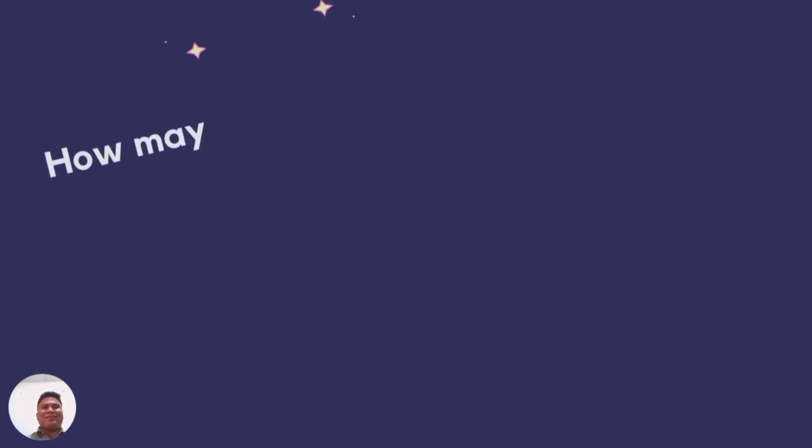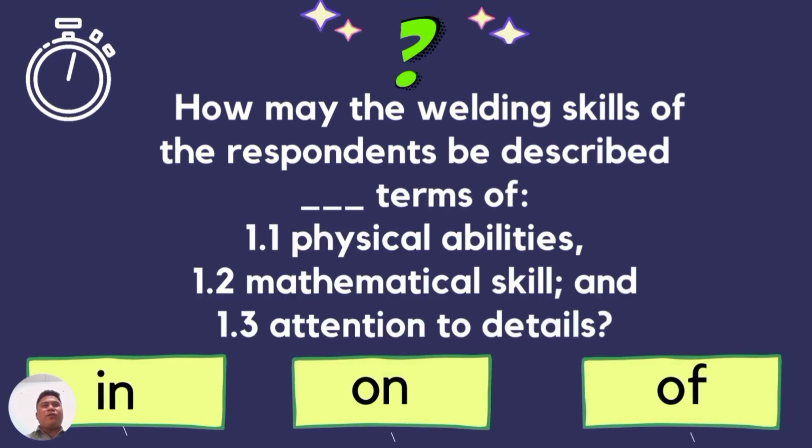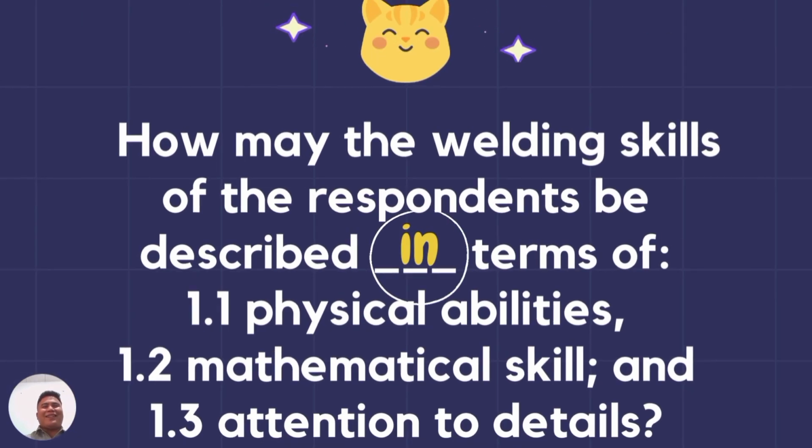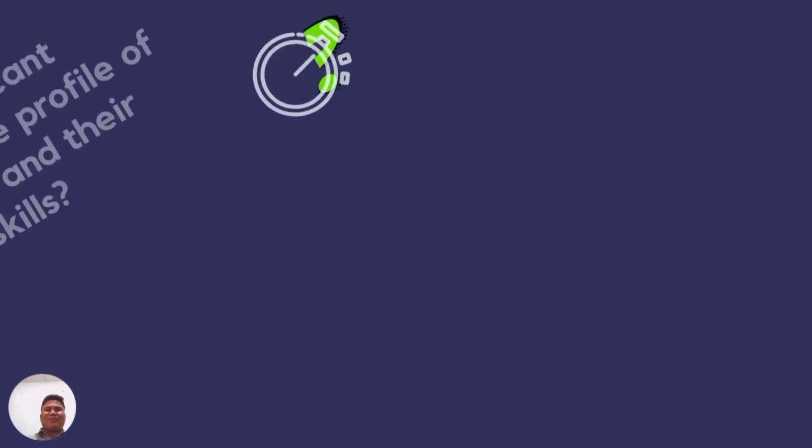The second question. How may the welding skills of the respondents be described blank terms of 1.1, physical abilities, 1.2, mathematical skills, and 1.3, attention to details? In, on, or of? Great! The correct preposition is in. How may the welding skills of the respondents be described in terms of physical abilities, mathematical skills, and attention to details? Let us proceed with the third question.